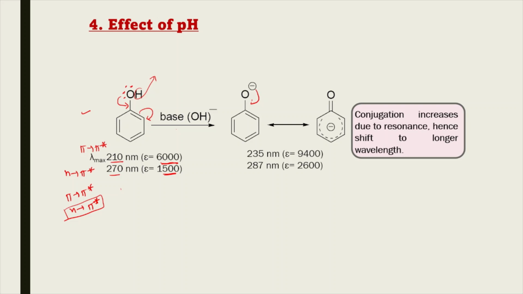Now these electrons can contribute more for the conjugation with the benzene ring, because now all the electrons are freely available for the conjugation. So that's why the lambda max value increases. Here 210 becomes 235 and 270 becomes 287 nanometer. The conjugation increases due to resonance, hence shift to the longer wavelength. So lambda max value is increasing if we add the base into the phenol.